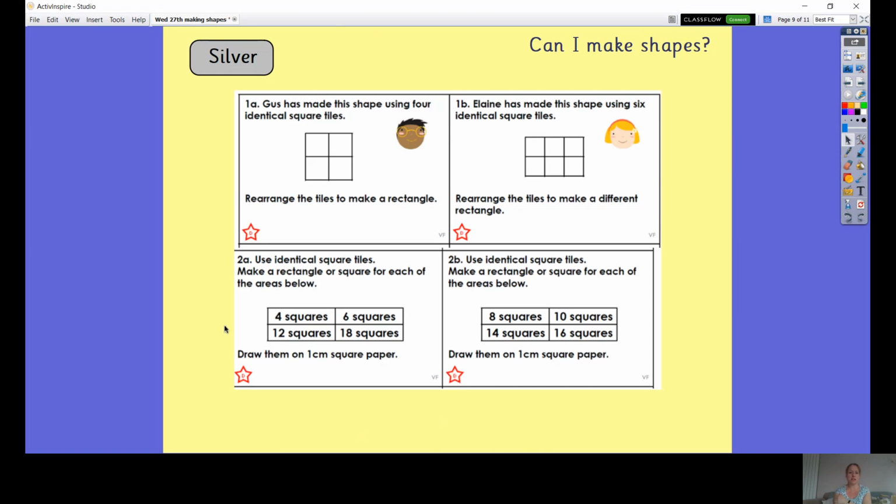Then here we've got use identical square tiles, make a rectangle or square for each of the areas below. So can you draw a rectangle or a square with 4 squares? Can you draw a rectangle or a square with 6 squares? Can you draw a rectangle or a square with 12 squares and one with 18 squares? Okay, and then there's a similar activity here for different numbers of squares. So it's probably a good idea for everyone to have a little go at that first to start you up, and then moving on to gold.